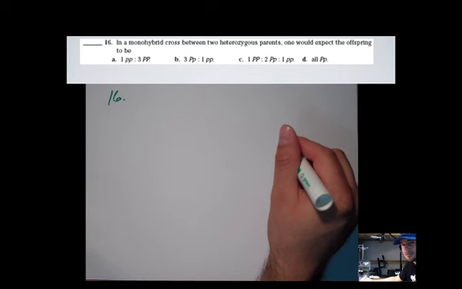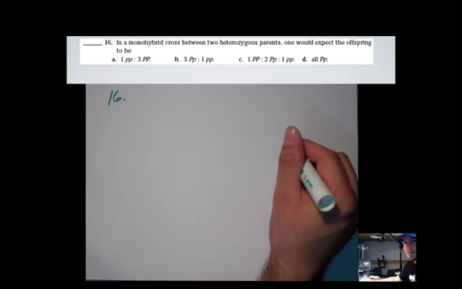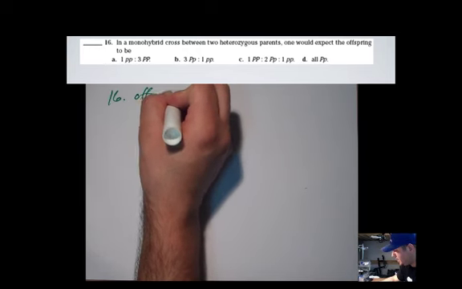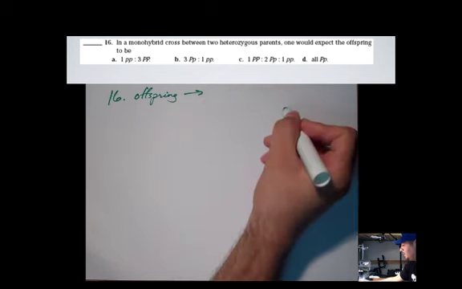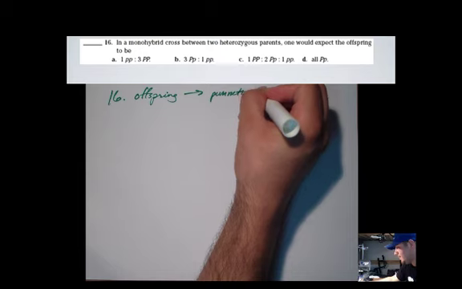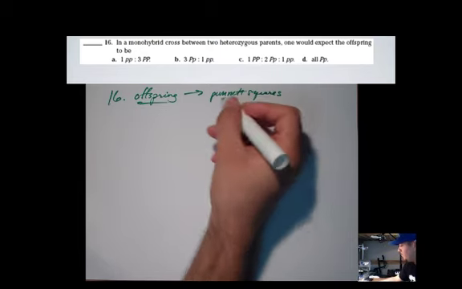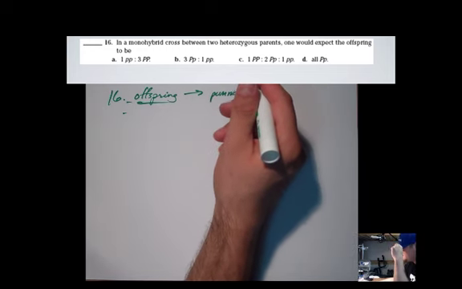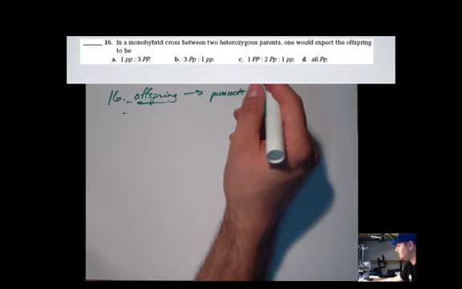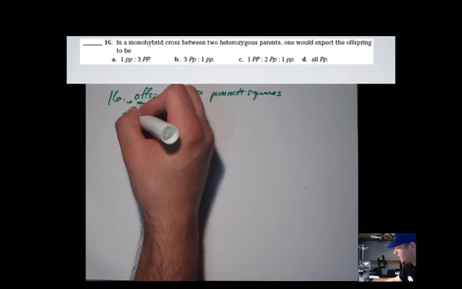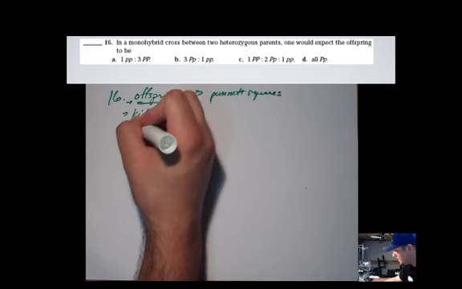Okay, number 16. In a monohybrid cross, two heterozygous parents, one would expect the offspring to be, okay, they're looking for offspring. Whenever they're asking for offspring, what do you do? You're right. Punnett squares, okay? Now, just another hint. They could ask you, what are the offspring going to look like? What's the probability of the offspring? You hear that also. You're going to hear, what about the kids? What are the children going to look like?